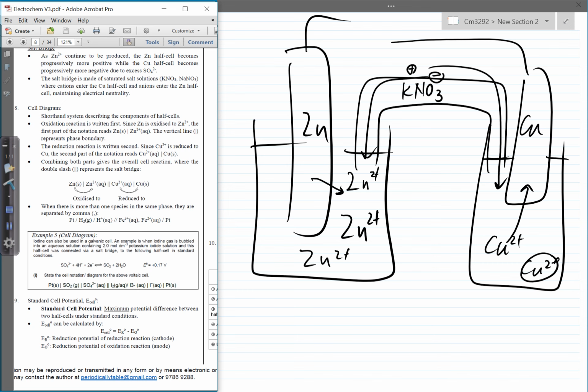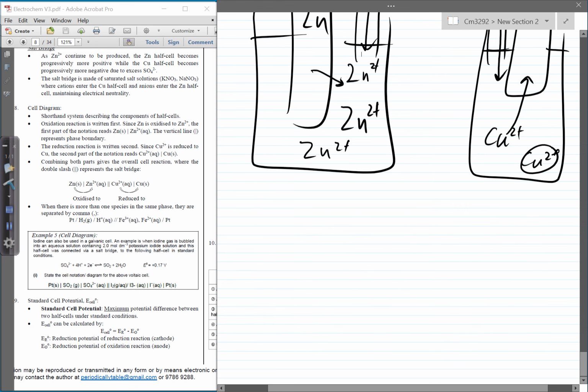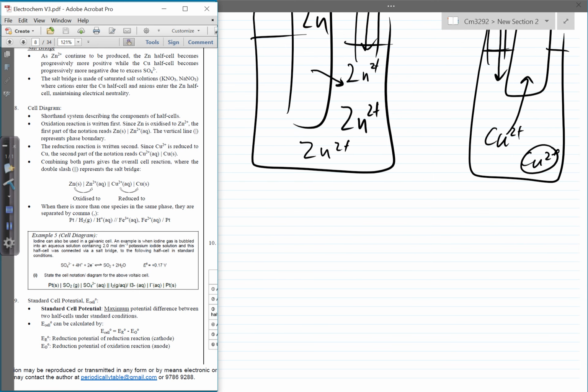Take note, the I2 gas slash aqueous slash I3 minus means you can put either or, doesn't mean both exist, right? So just take note. So as a form of practice, you can just go back and write the cell diagram for all of this, right? It's a good practice.